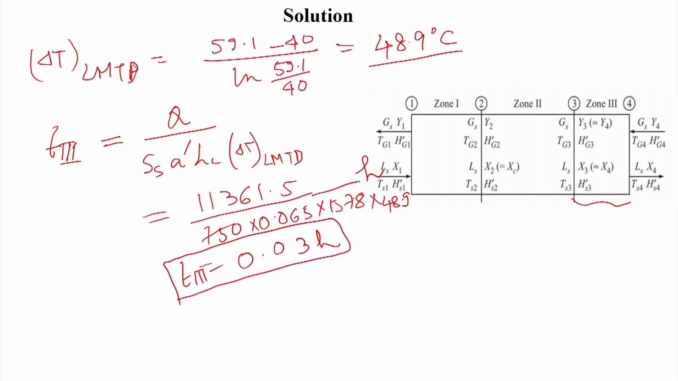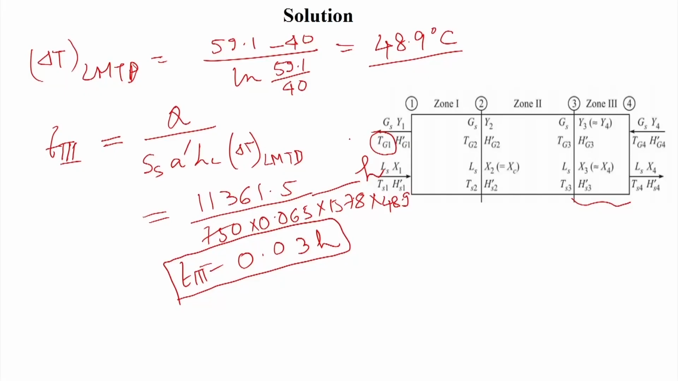Now, we will go to zone 2. In zone 2, first we need to get Tg1, because this temperature is not known.